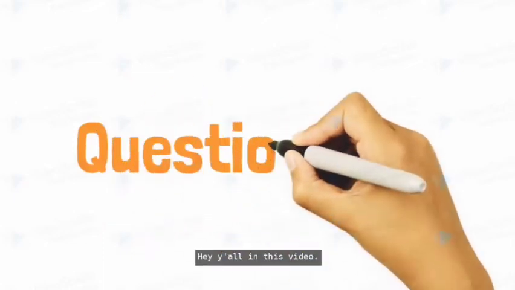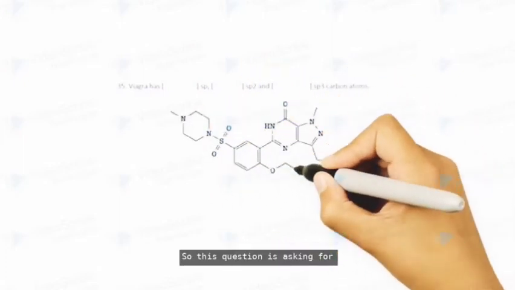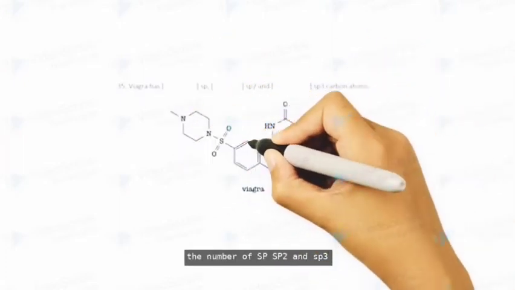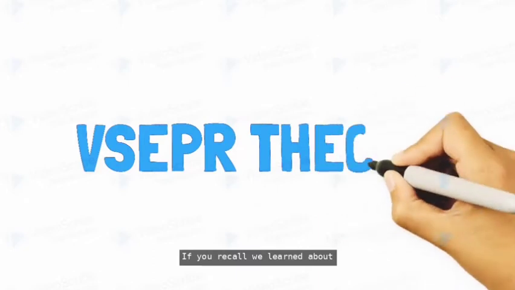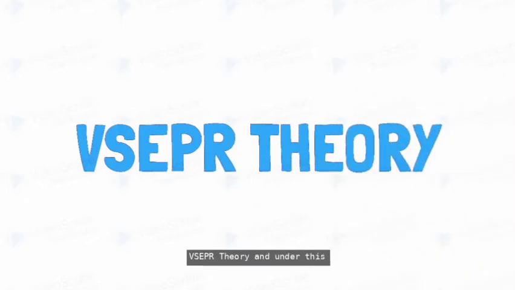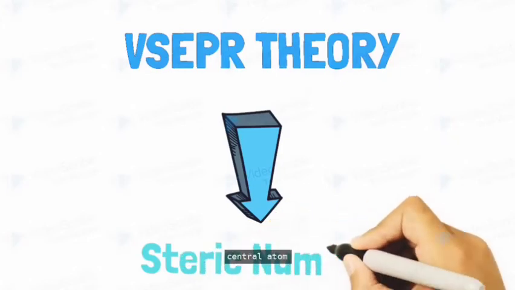Hey y'all, in this video we will be focusing on how to solve question 35 from the first exam. This question is asking for the number of sp, sp2, and sp3 hybridized carbon atoms in the molecule of Viagra. If you recall, we learned about VSEPR theory, and under this topic we used steric number to determine the geometry of a central atom.